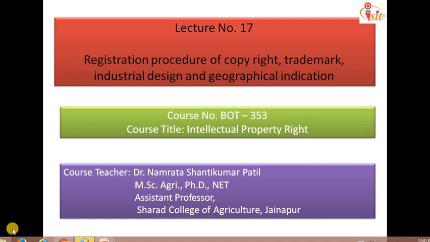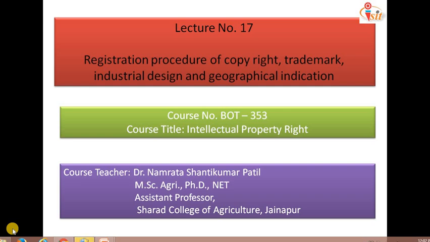This is the part which is kept in the chapter of intellectual property right. That is, the registration procedure of copyright, trademark, industrial design and geographical indication. As we have seen the procedure of registration of patent and plant variety protection, for getting the varietal protection, how we can register the varieties under the PPVFR Act. Likewise, here are the four procedures under which we can register a copyright, trademark, industrial design and the geographical indication.